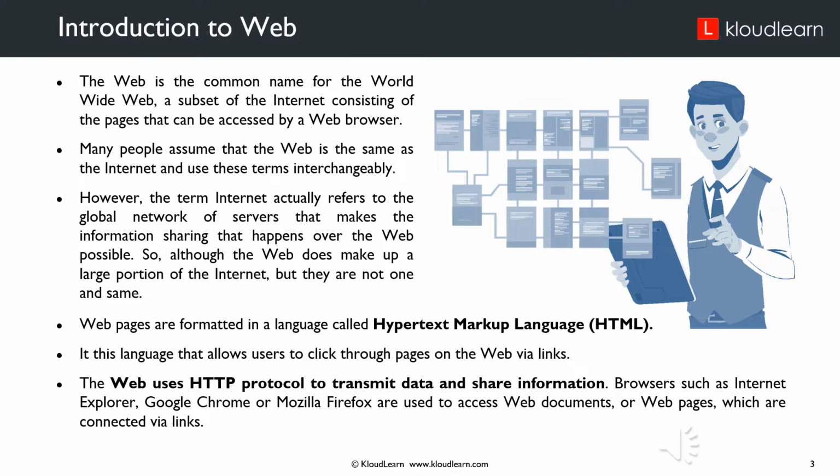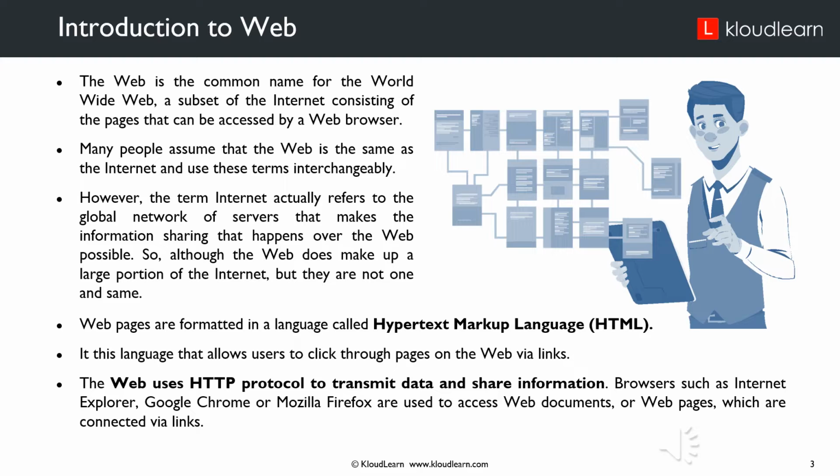Introduction to Web. The web is the common name for the World Wide Web, a subset of the internet consisting of the pages that can be accessed by a web browser. Many people assume that the web is the same as the internet and use these terms interchangeably. However, the term internet actually refers to the global network of servers that make the information sharing that happens over the web possible. So, although the web does make up a large portion of the internet, they are not the same.